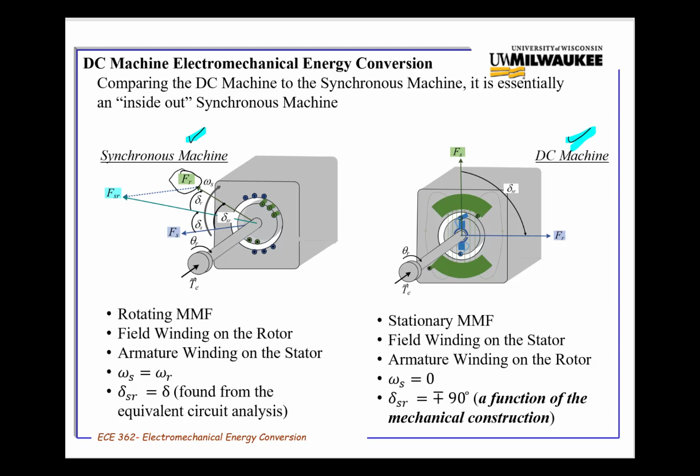There's an MMF associated with the rotor field windings. I'm saying the field's green, right? So we have the field windings, and that MMF is rotating at the synchronous speed. There is an MMF associated with the stator windings, FS. That's the armature MMF. That's why it's a blue color.